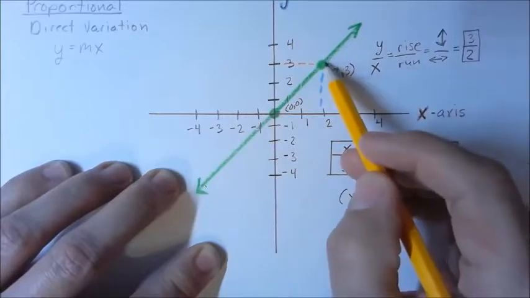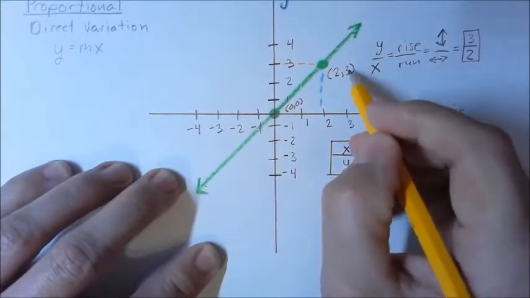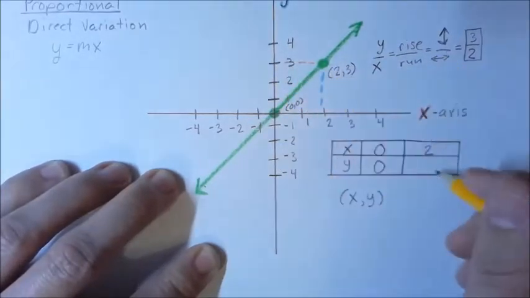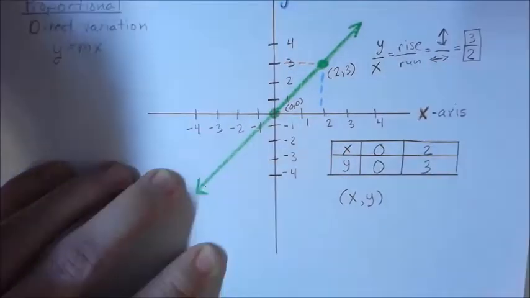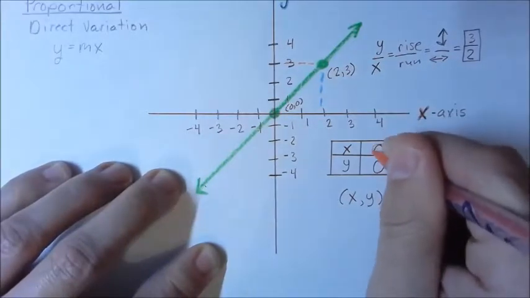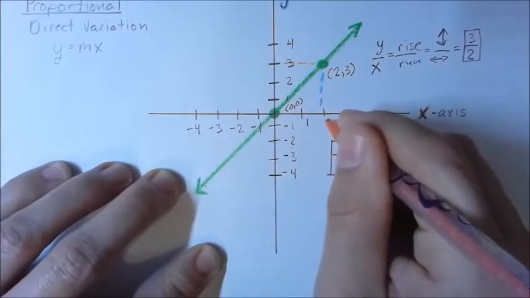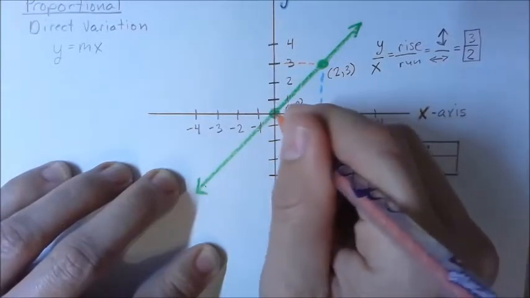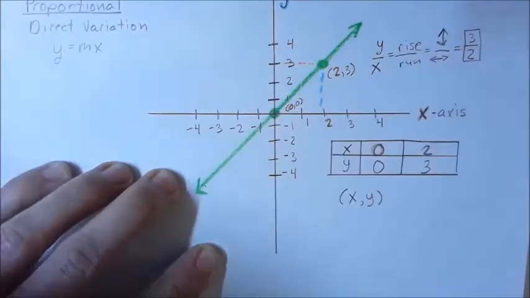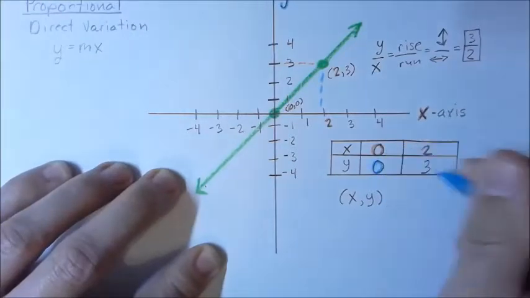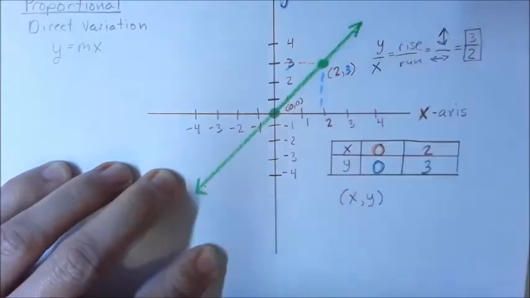My second point, my x value is a 2. And my y value, right here on my y-axis coming across, is 3. So let me go ahead and color those in a little bit. That's an x value, because I'm hitting 2. And here we're at 0. And then this is a y value, because we cross at 3.